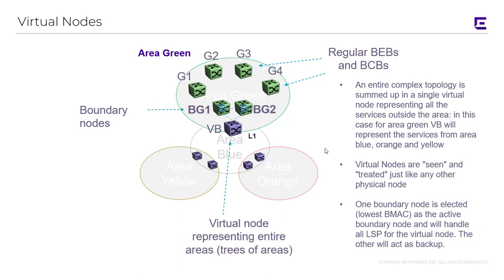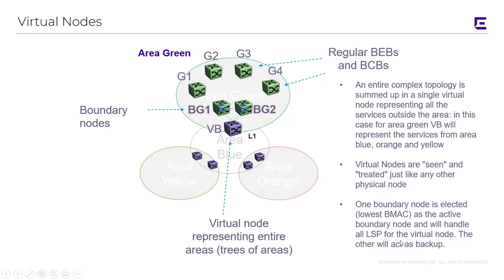Now, it's important to realize that virtual nodes are seen and treated just like any other physical node. In the case of two area border nodes that are sharing a virtual node, one boundary node is elected as the active boundary node, and that active physical node will handle all LSP for the virtual node. So let's say BG1 is elected as the active, and that happens by the lowest BMAX. So let's say BG1 has the lowest BMAX. It is elected as active. It will handle all of the LSP information for VB. And if BG1 were to fail, BG2 would take over.